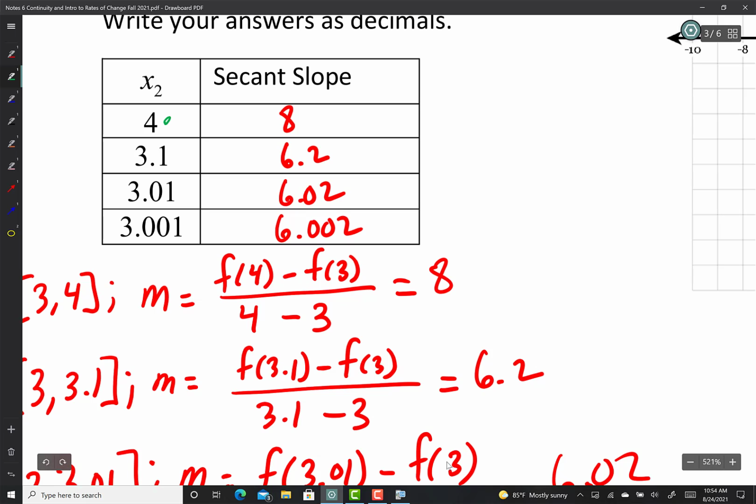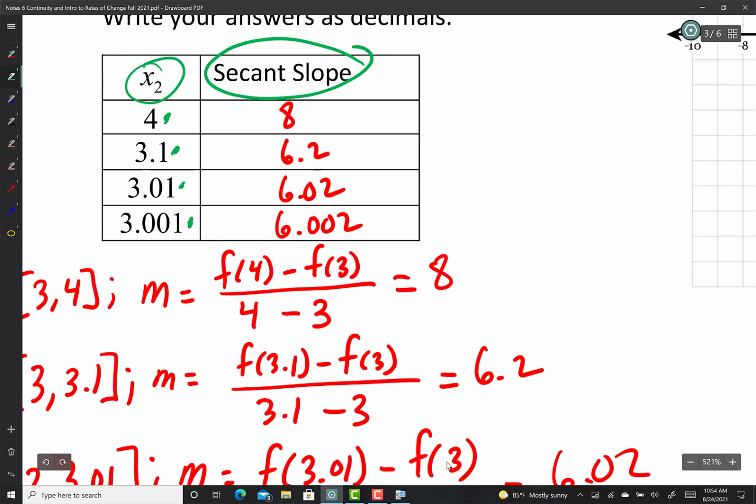So I have a 4 here, then I have 3.1, 3.001, 3.001. What's happening to my secant? What's happening to that x2? It's getting closer and closer to what? Yeah, 3. And my slope definitely has a value that is getting closer and closer to 6.